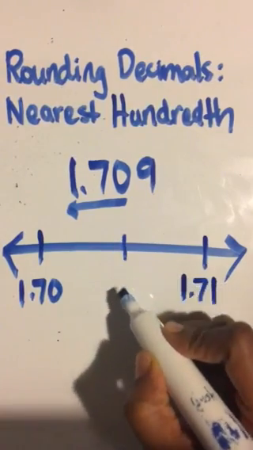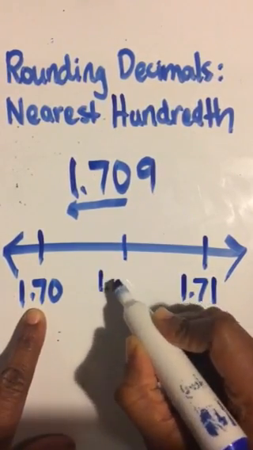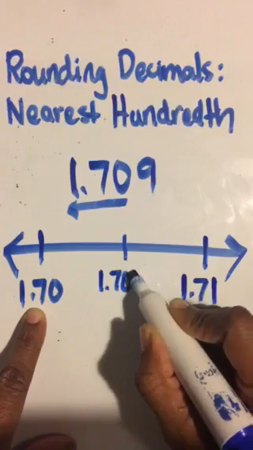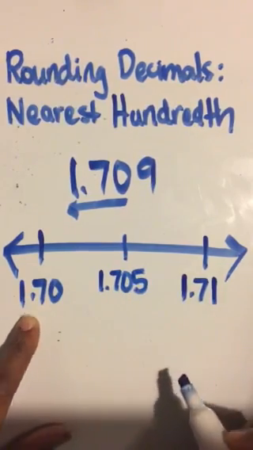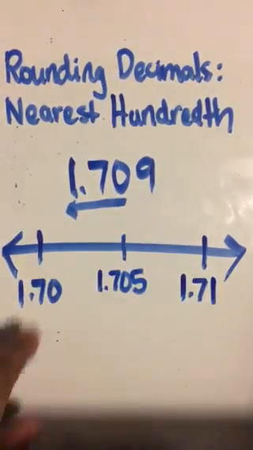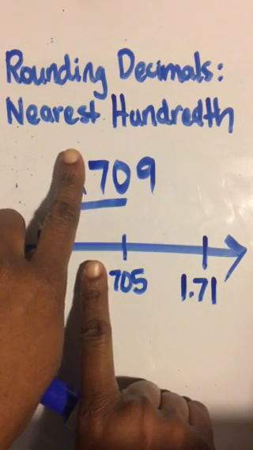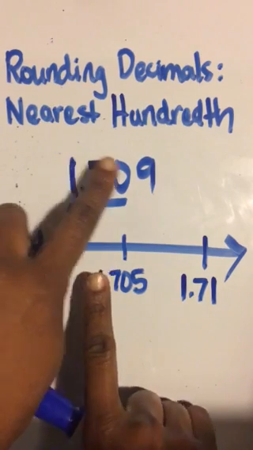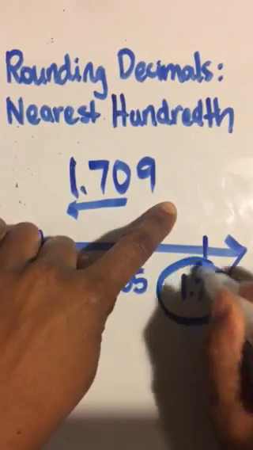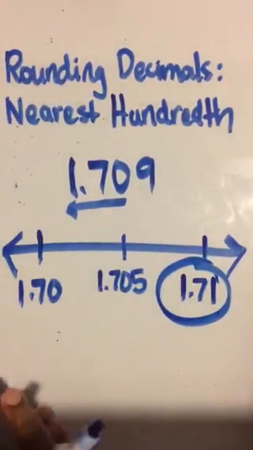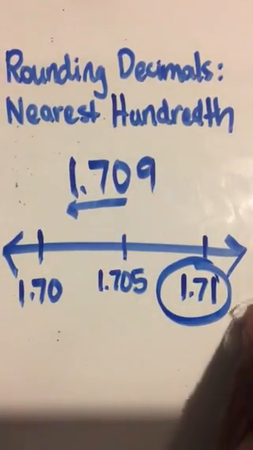To create my halfway benchmark, I remember that everything to the left gets left, and then I put a 5. And I'm going to ignore the whole, and now I have 705, 709. 709 is greater, so we're going to go to the higher benchmark, 1 and 71 hundredths.